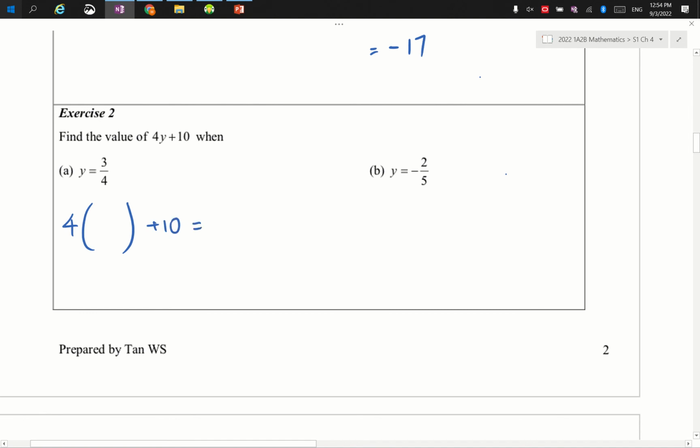4y plus 10. Well, y this time is equal to 3/4. Just put a 3/4 inside. Let me get 13. Try the next one. What do you put in bracket? -2/5. So -8/5, 10 minus 8/5.